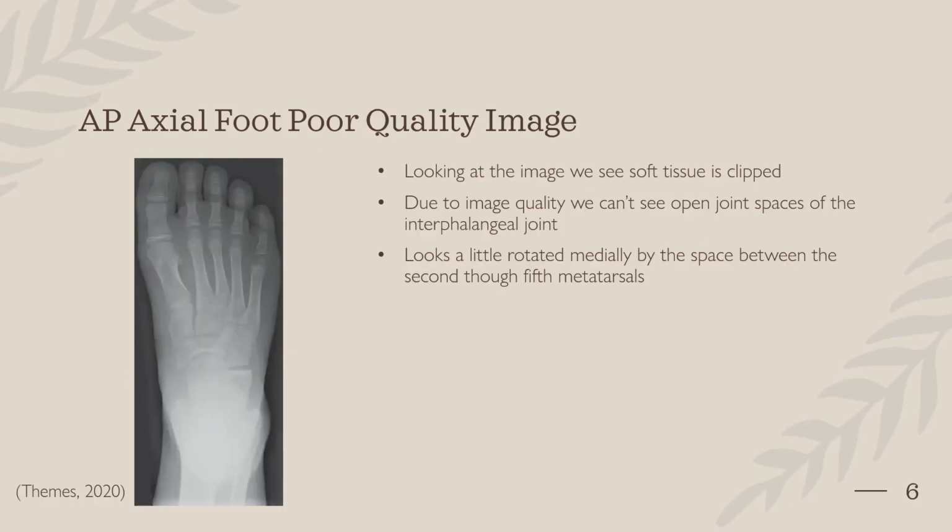AP axial poor quality image. Just by looking at this image, we can see that there is soft tissue clipped, especially on the sides between the first and the fifth. We see soft tissue clipped, and then at the distal toes, we can see maybe the second may be clipped. And then due to image quality, we just can't see if the joint spaces are open.